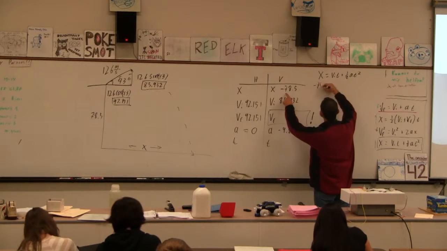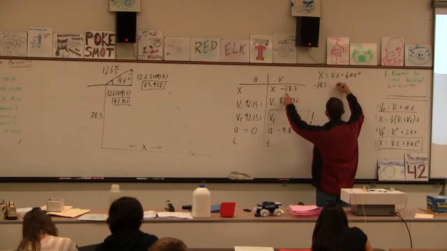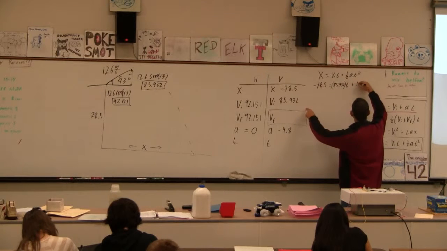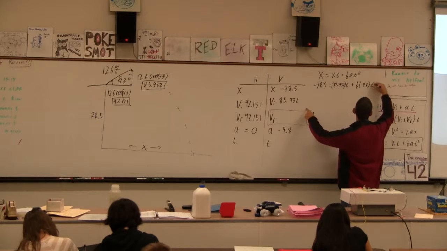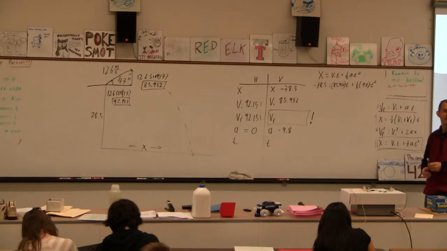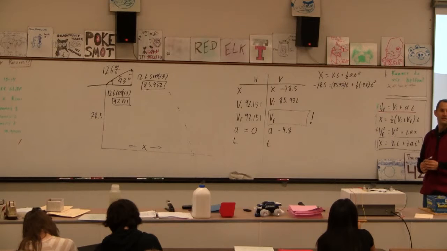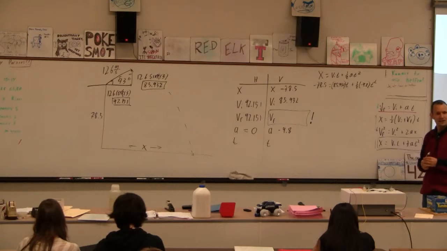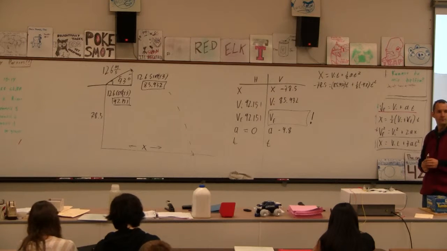So negative 78.5 equals 85.932 times the time that we don't know, plus 1/2 times negative 9.8 times the time that we don't know squared. Yeah? And then we look at that. And we look at it. And is that going to be easy to solve for time? No. Why not?